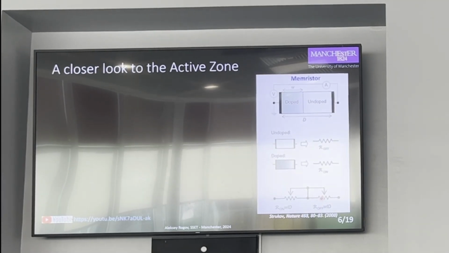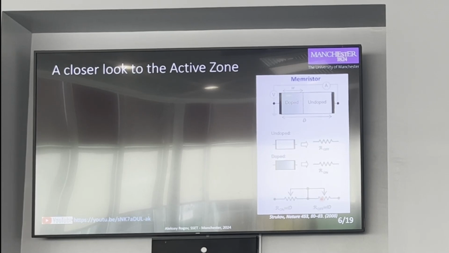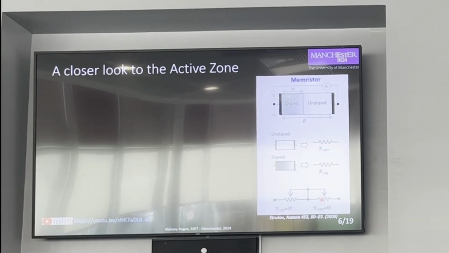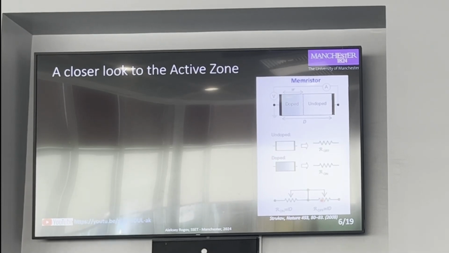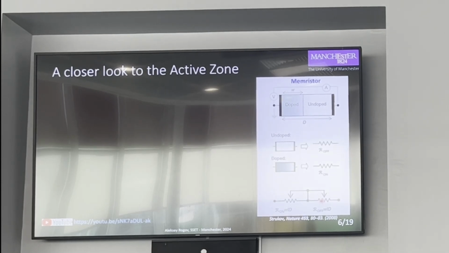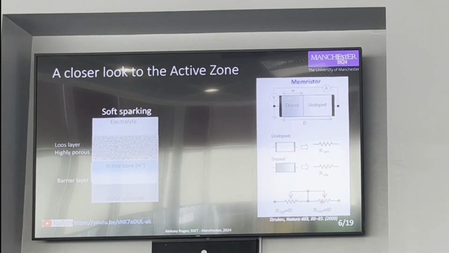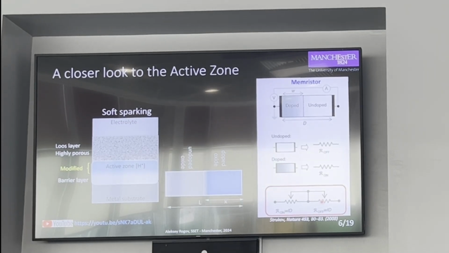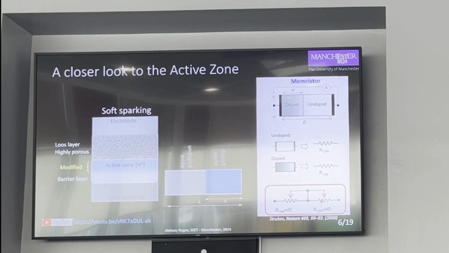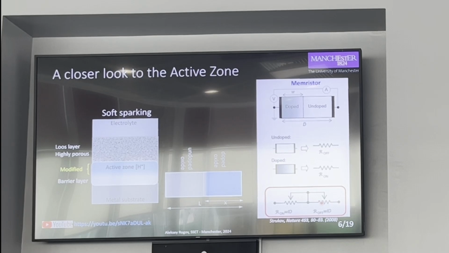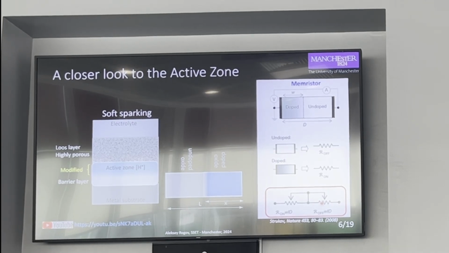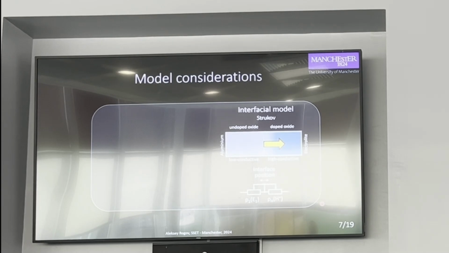I will not go into deep details of memristor physics. What is useful for us is that Strukov suggested a quite simple two-resistor equivalent circuit to explain oxide-based memristor behavior, based on doped and undoped parts. And this structure is quite similar to what we suggested before for our active zone modification. If you consider this and turn it 90 degrees, we will see that the intercalated part may be considered as doped oxide, and the other part as undoped oxide, respectively.